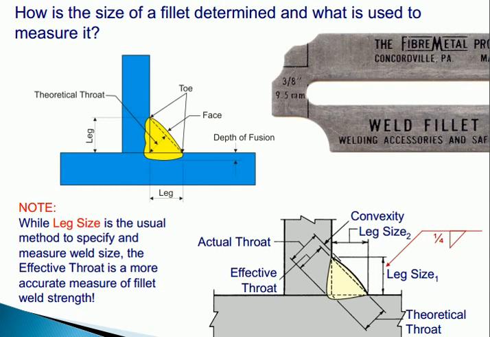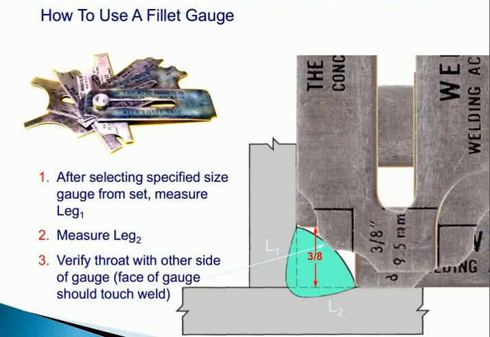How to use a fillet gauge. After selecting the specified size gauge from the set, measure leg 1, then measure leg 2. Verify the throat with the other side of the gauge. The face of the gauge should touch the weld.